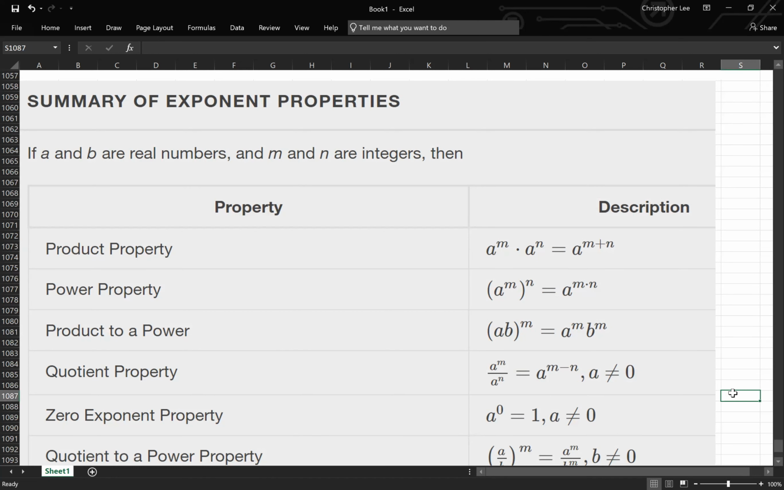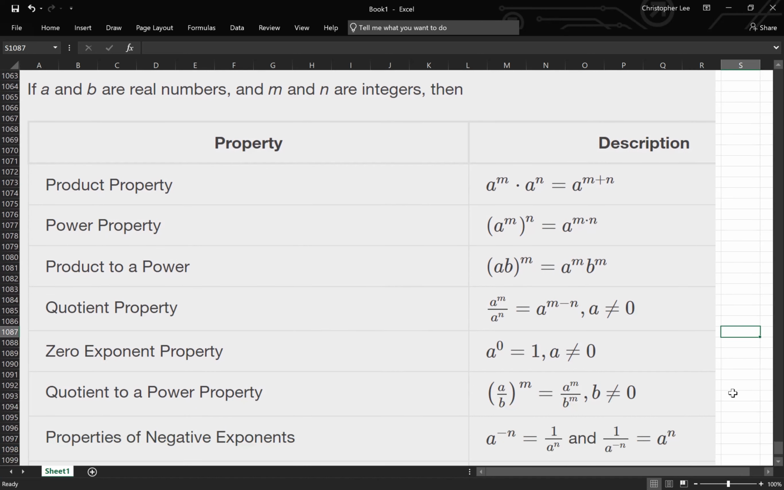If A and B are real numbers and M and N are integers, then we have the product property. Anytime you multiply exponents, you add the powers. Power property: anytime you raise a power to a power, you multiply the exponents. Product to a power: anytime you have a product, like A times B, and you raise it to the M power, everybody gets the power.